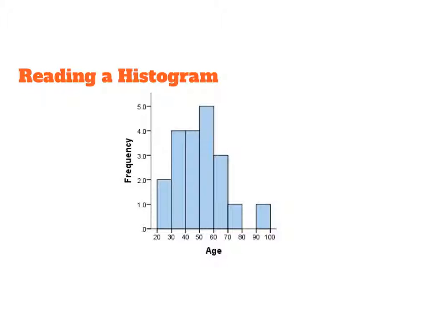So when we're reading a histogram, as we talked about on the bottom, here are our number ranges. Okay, in this case we're talking about age. So this first bar tells us how many are between 20 and 30, how many between 30 and 40, 40 and 50, 50 and 60, 60, 70, 70, 80, 80, 90, 90 and 100. And on the side here, the frequency, that tells us how many are in each bar.